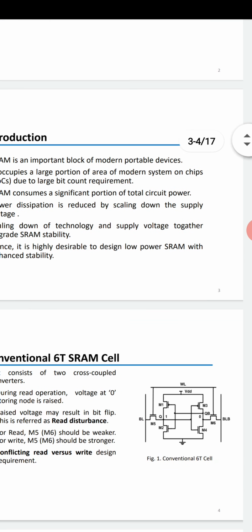Introduction. As you know, SRAM is an important block of modern portable devices. It occupies a large portion of the area of the SoC due to large bit requirement. It consumes most of the power of the SoC. Therefore, design of low power SRAM with high stability is desirable.